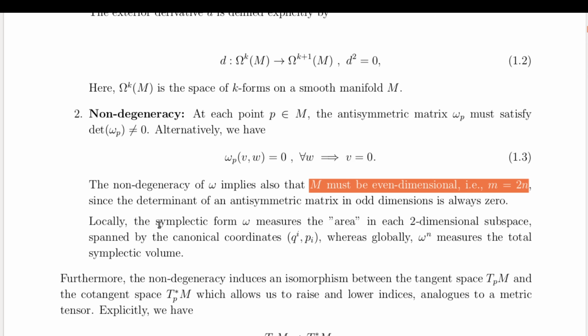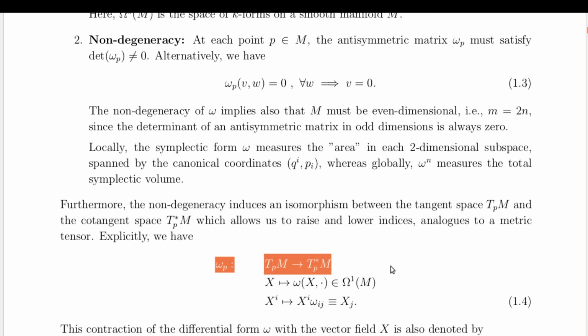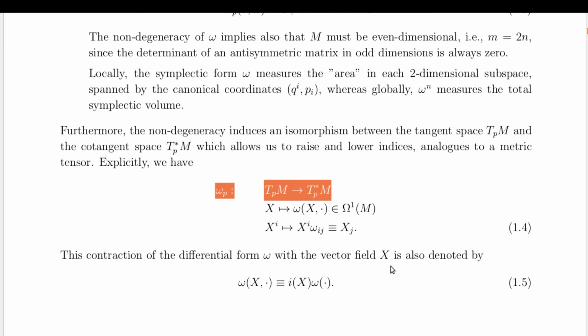Now, let's explore one of the most striking implications of the symplectic form's non-degeneracy: the isomorphism between the tangent space and cotangent space at every point on the manifold. This isomorphism allows us to translate between vectors and covectors seamlessly, much like raising and lowering indices with a metric tensor in Riemannian geometry.